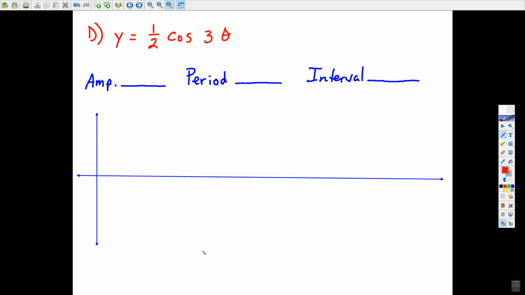So Meredith, give me the amplitude here. 1/2. So we can go ahead and label positive 1/2 and negative 1/2. Let's see. Matthew, give me the period. Okay, that's 360 degrees divided by this number being multiplied by theta. So that's 120 degrees. And what's our graph interval, Kennedy? 30 degrees. And how'd you get that? 120 divided by 4. Okay?